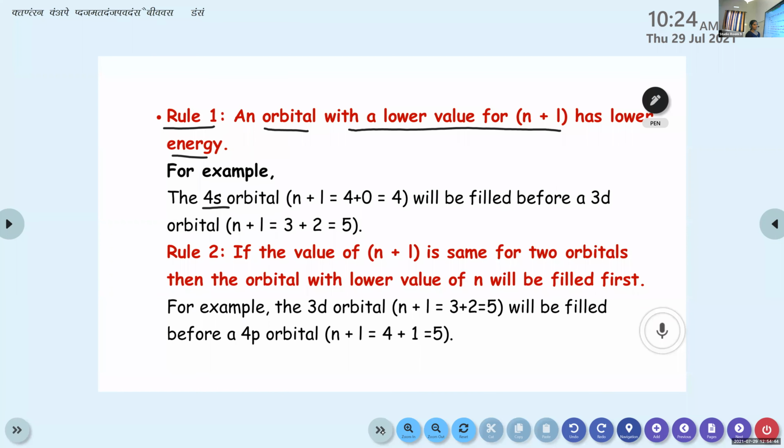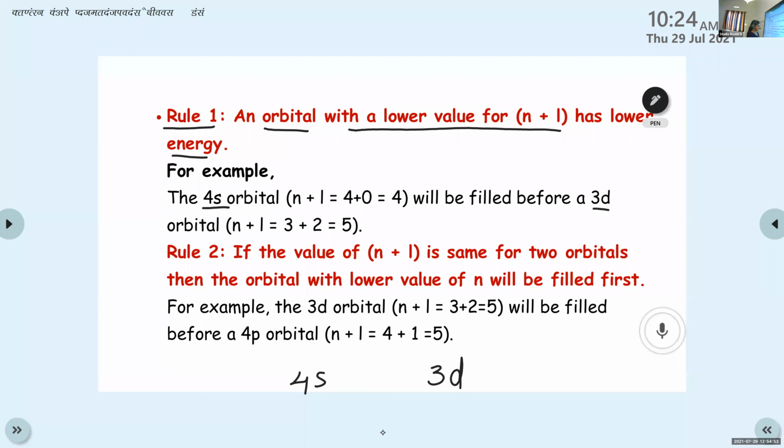What's the n value of 4s? Alantina, what's the n value of 4s? 4. Then what about l value of 4s? Sarah, l value? Is it 1 or 0? 0. Yeah, 0. So here the l value is 0. So n plus l is equal to 4, right?